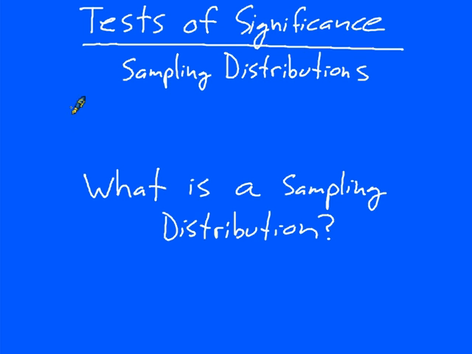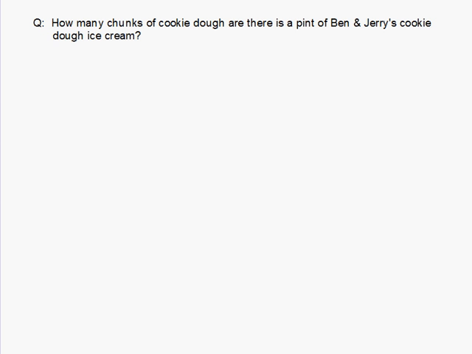We are starting tests of significance, which, if you excuse the pun, is a very significant section of statistics. The beginning of tests of significance is talking about sampling distributions. And so this whole video is really about what is a sampling distribution. We'll start with a question.